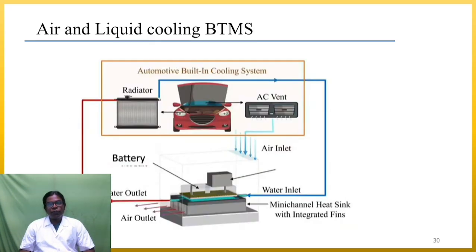So air and liquid is a hybrid. One vehicle is built with both air cooling and liquid cooling. This is the symbolic representation of the air and liquid cooling. Through the air ventilation, the air is inlet through the battery, and under the battery we pass the water, and it will pass through the radiator, then this happens again and again. The air is outlet through the exit of the car.